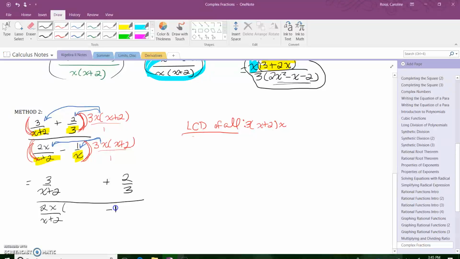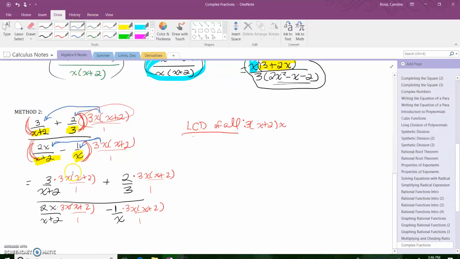So you'll see what I'm doing. I'm just rewriting my problem. And like I said, we're going to multiply this by every single term. So I'm going to multiply by 3x, x plus 2. I'm going to multiply by 3x, x plus 2. And then I'm going to multiply down here my two terms by 3x, x plus 2. And last one, 3x, x plus 2. Again, these are all over 1. Keep that in mind whenever you do this.